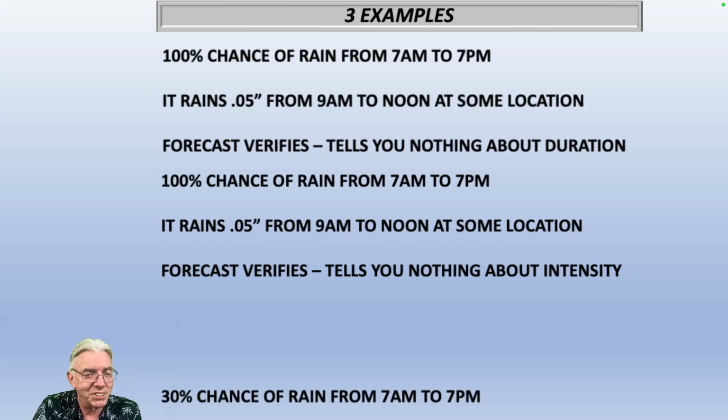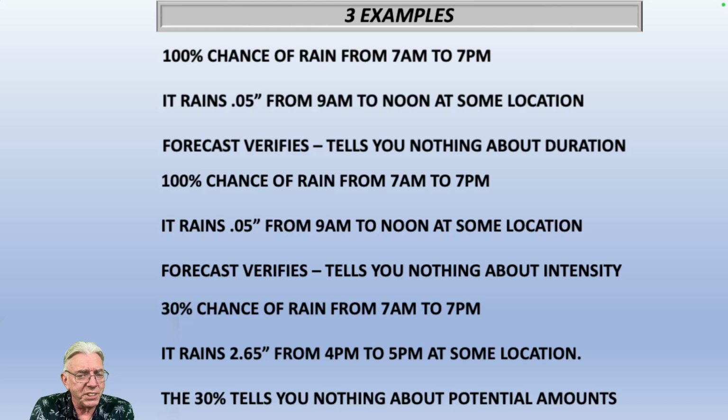And finally, a 30% chance of rain from 7 a.m. to 7 p.m. It rains 2.65 inches from 4 to 5 in some big thunderstorm that rolls through at some given location. So the 30% again tells you nothing about the potential amounts, okay? That's a gully washer, okay? 2.65 inches in just an hour's time. And if the forecaster is 100% confident that there's going to be 30% aerial coverage, then that would turn out to be a 30% POP because it's 30 times 100, okay?